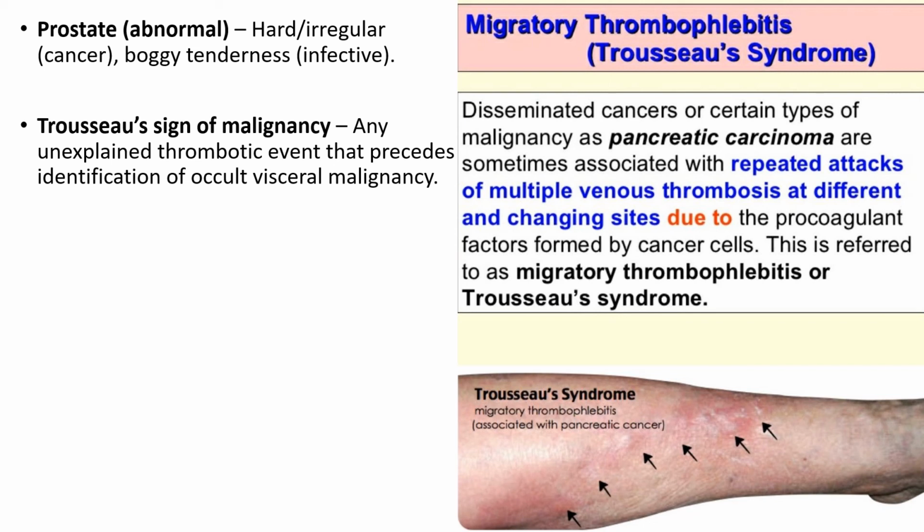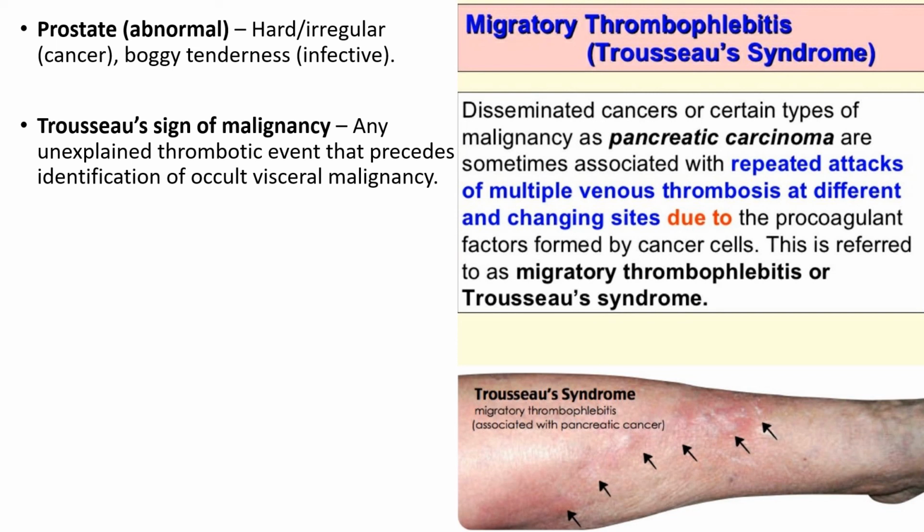So after that, we move on to Trousseau's sign of malignancy, not to be confused with Trousseau's sign of latent tetany. Trousseau's sign of latent tetany is a sign observed in patients with low calcium, whereas Trousseau's sign of malignancy is any unexplained thrombotic event that precedes identification of an occult visceral malignancy. One of the things that happens in cancer is that you end up being in a hypercoagulable state.